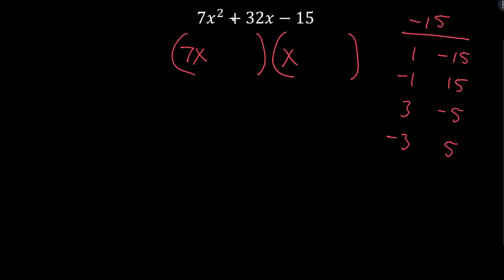So here's a spoiler. This plus 32x, unlike the previous examples where c was positive and the sign of this b term, this x term, right, gave away whether we had plus plus or minus minus. In these examples, it doesn't, right? You have cases where this is negative, this is positive, and you have cases where the negative is the bigger absolute value than the positive and vice versa, right?